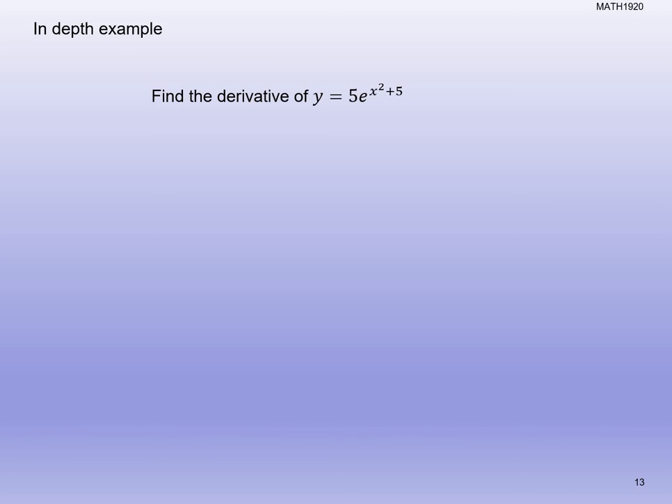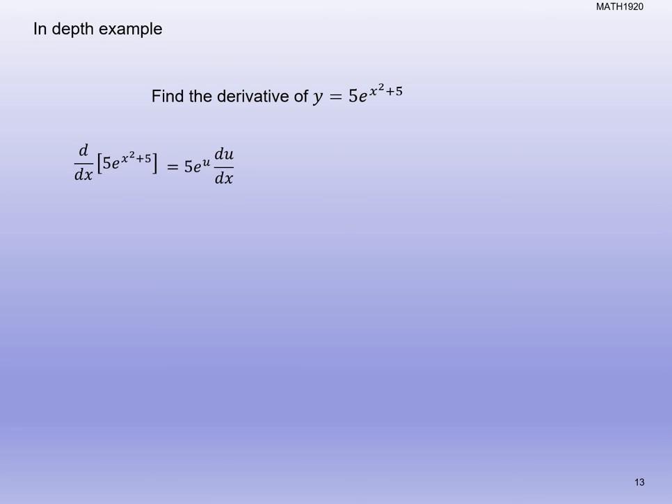If I ask you to find the derivative of y equals 5e to the x squared plus 5. Okay, so very simple here. We're going to use u substitution. All right, so first we want to pull out that constant. So we know that this is going to be an e to the u du type function. Okay, so I'll pull out that constant in front. So our derivative will be 5e to the u du over dx.